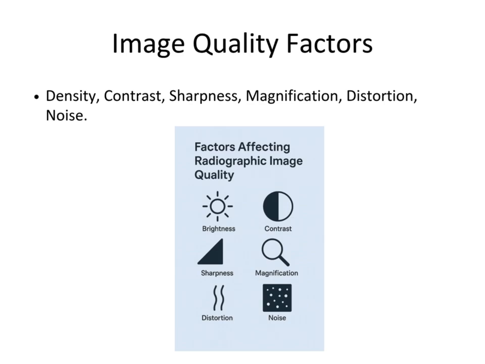Image quality depends on several parameters: density or brightness, which is controlled by MAS, contrast, influenced by KVP, sharpness, which depends on focal spot and motion, and magnification and distortion, determined by distance and positioning. Finally, noise affects the clarity of digital images.